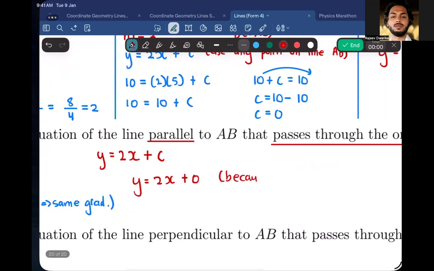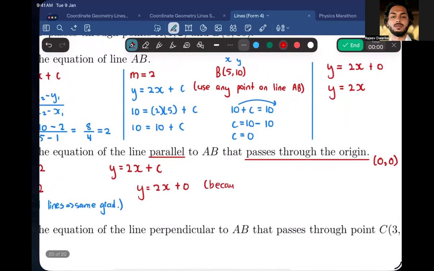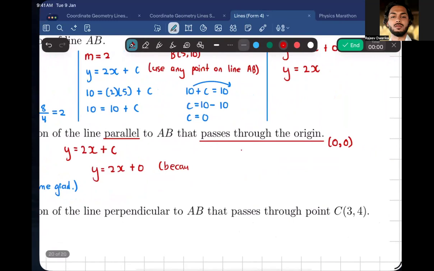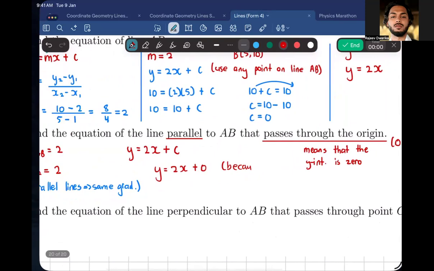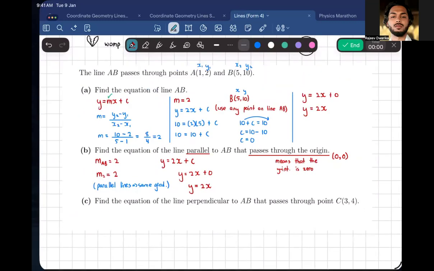Because you don't have to do any working for this question, right? They said it passed through the origin. If it passes through the origin, it means that the y-intercept is 0. So that's it. Like, we okay with that? Yeah. Okay.